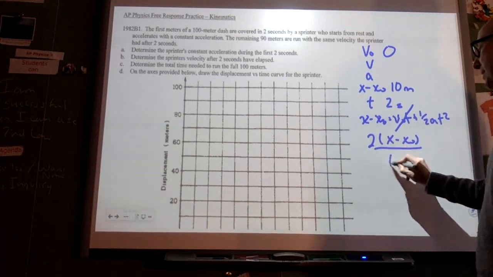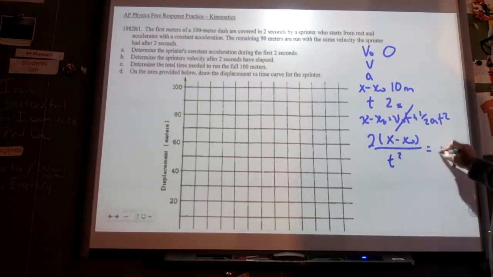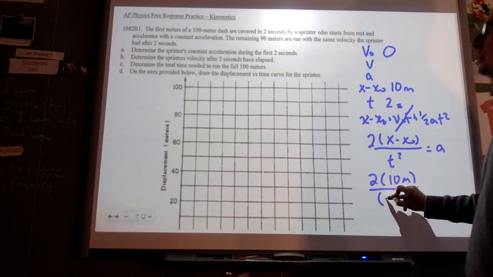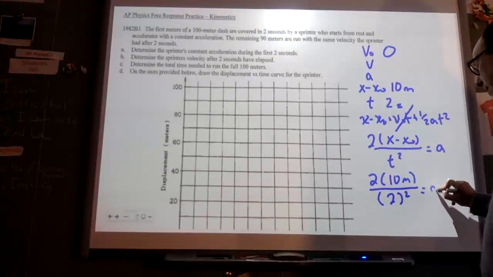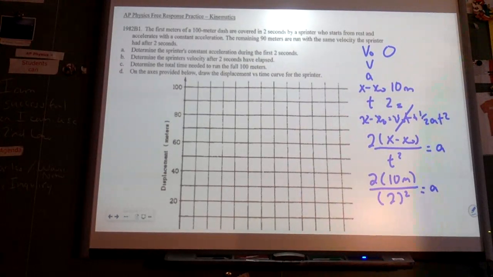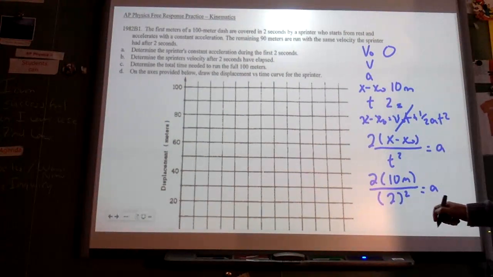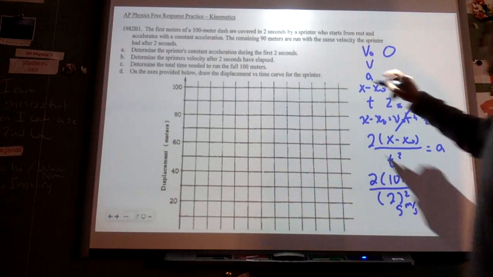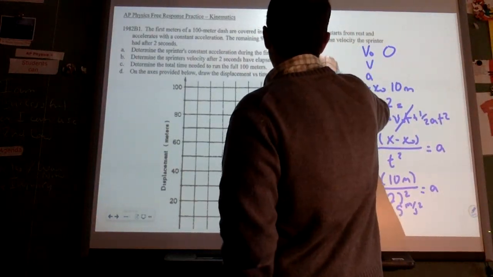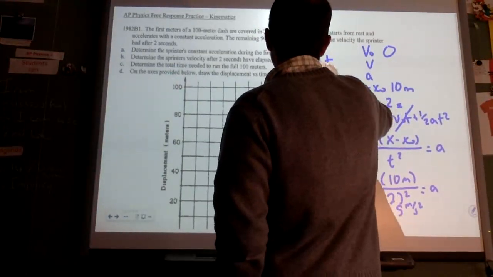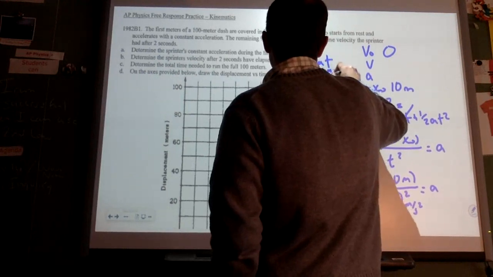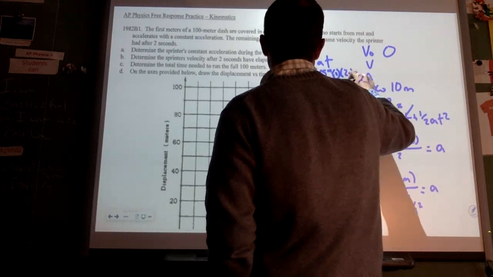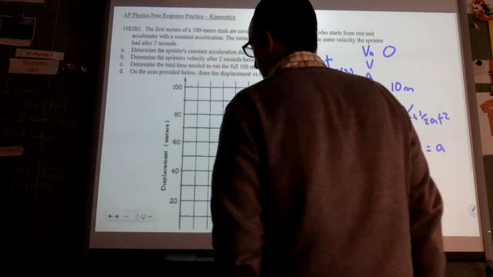So I have 2 times the distance divided by the time squared is going to be my acceleration. So it's 2 times 10 meters over 2 seconds squared, and it looks like my acceleration is 20 divided by 4, or 5 meters per second squared. My velocity will be this 5 meters per second squared times 2 seconds, and it gives me 10 meters per second.